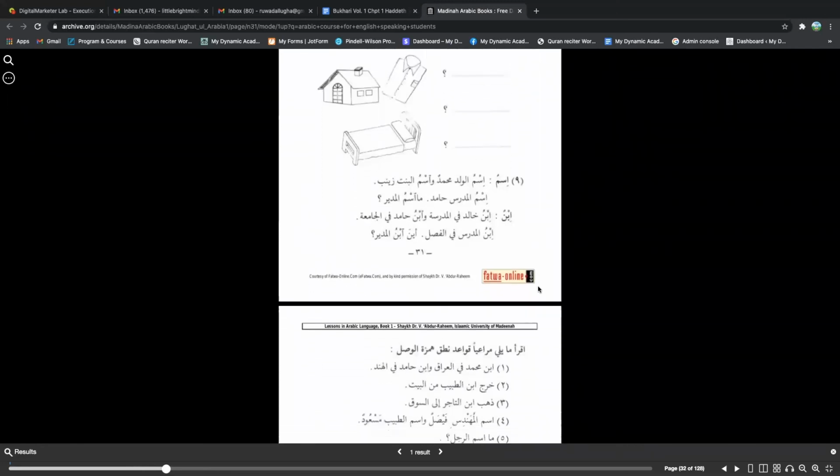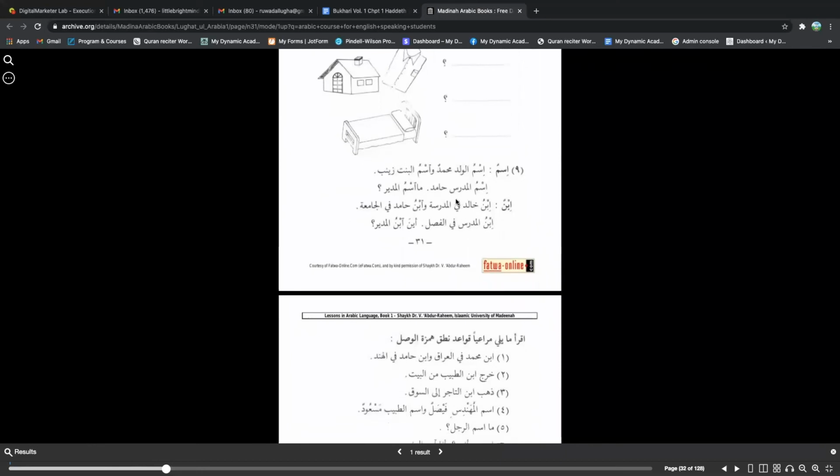Okay, let's see. Ismu waladi Muhammadun. Wasmu binti Zainabun. So the name of the boy is Muhammad, and wasmu, remember Hamza Tawassul, wasmu binti, the name of the girl, is Zainab. Ismu mudarrisi Hamidun. Masmul mudir, what is the name of the mudir, the director? Masmu, why? Because of Hamza Tawassul, we go right over to Hamza. Masmul mudir, so what is the name of the mudir?